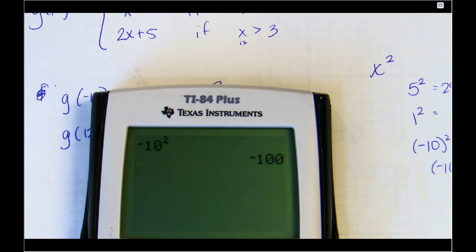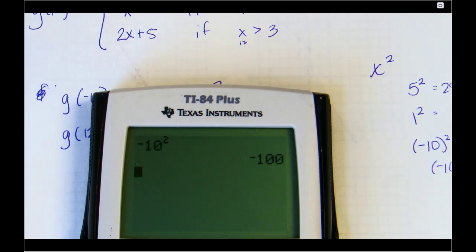Okay, so let's talk about this. Your calculator is only as smart as what you put into it. Okay, so let me tell you what your calculator does. Because your calculator is a machine and it's programmed, it has to follow order of operations. So remember PEMDAS. Okay, what's the P stand for?